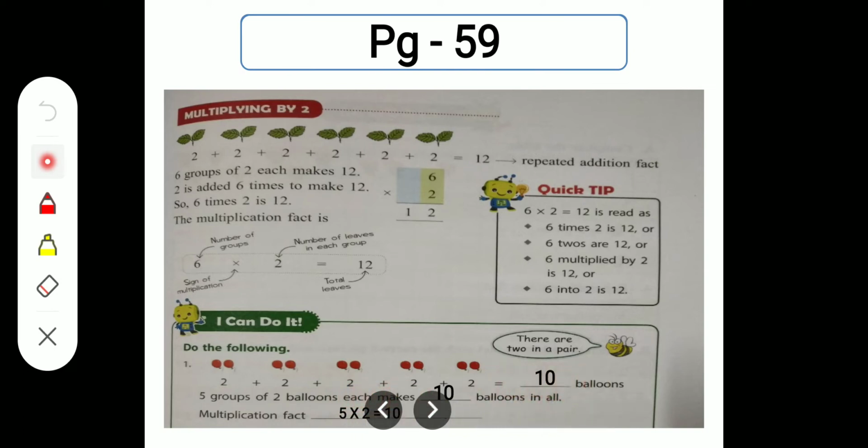So altogether there are 10 balloons, or 2 plus 2 plus 2 plus 2 plus 2, that is equal to 10. So 2 is written how many times? 5 times. So the multiplication fact is the number of groups, that is 5, into the number of balloons in each group, that is 2, which is equal to 10. So here we can see the repeated addition fact and the multiplication fact.